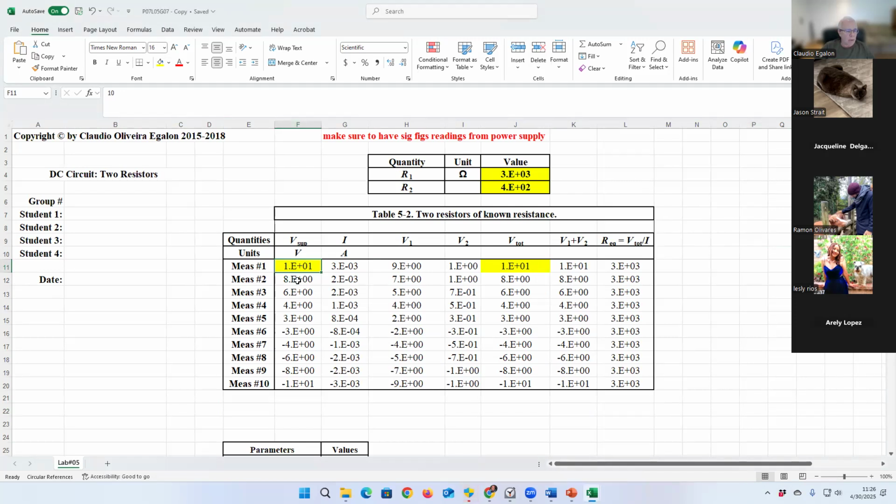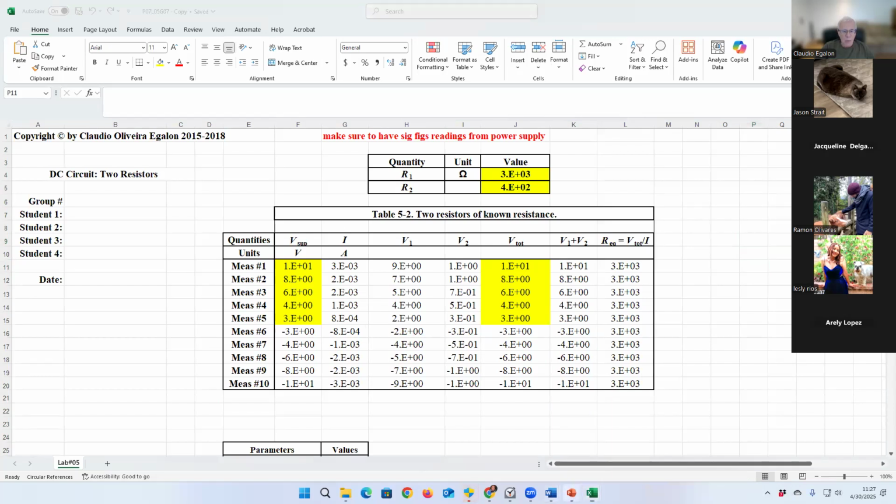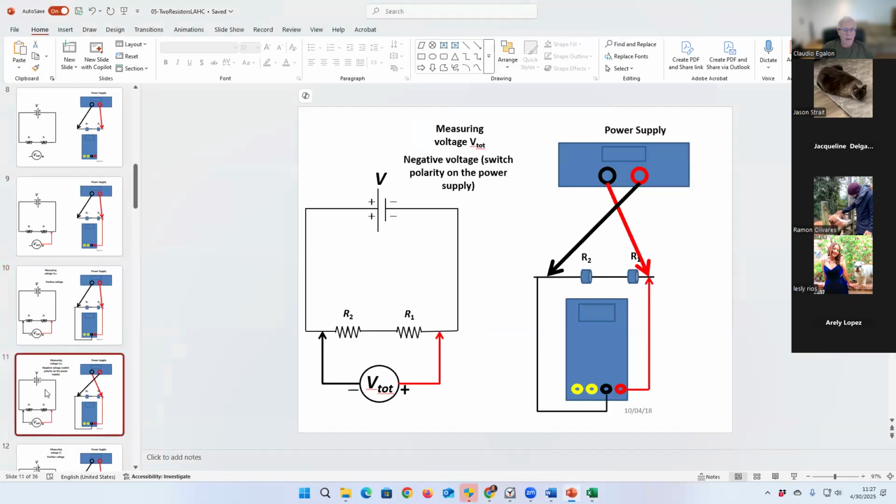And then we change the voltage to 8 volts and repeat the measurement. Change the voltage of the power supply to 6 volts, 4 volts, 3 volts. All those are measurements. We didn't make those other 3 measurements yet. What you have here are not measurements. Those are results. Okay. Going back. Here you go. Invert the polarity of the power supply.